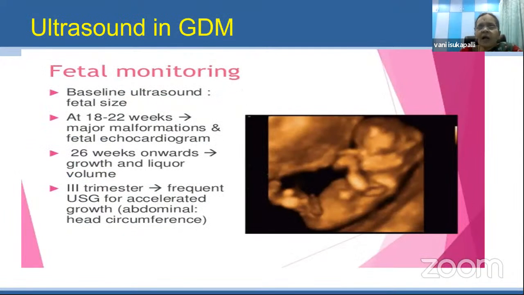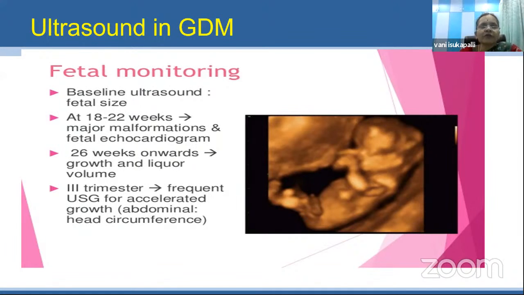Then ultrasound. Ultrasound plays a very, very important role in the management of diabetes mellitus. A baseline ultrasound at 18-20 weeks. So this is an anomaly scan. We have to give information to the sonologist who is doing the scan that this is a case of gestational diabetes mellitus, so that the sonologist can have a thorough look at the different organs which are expected to be malformed.